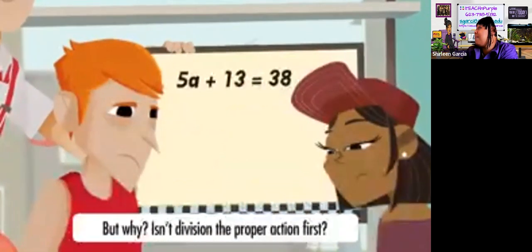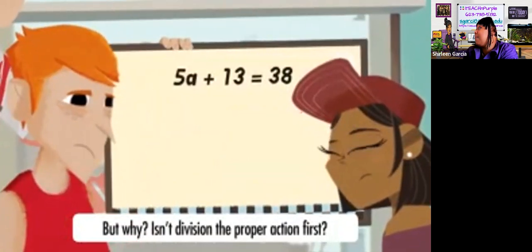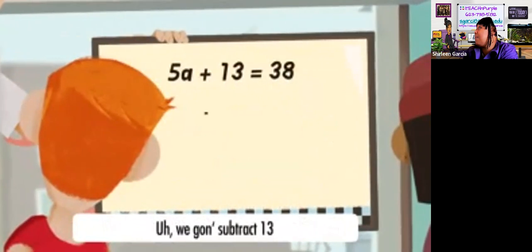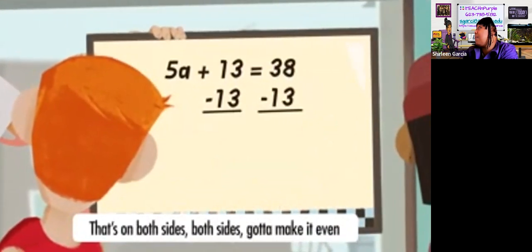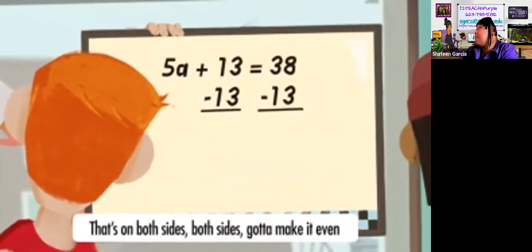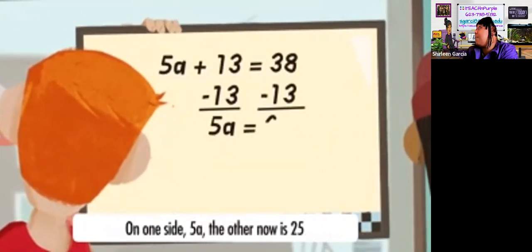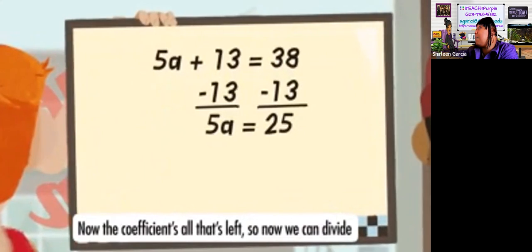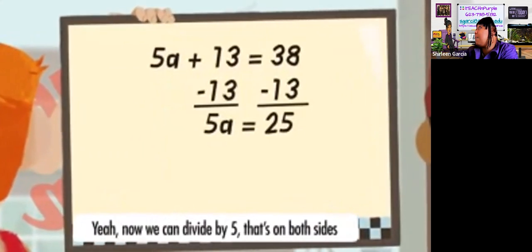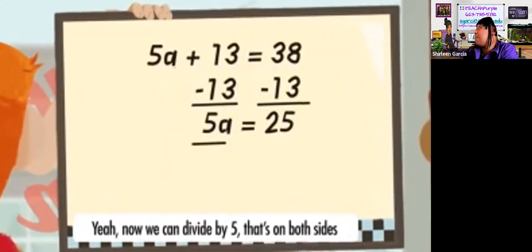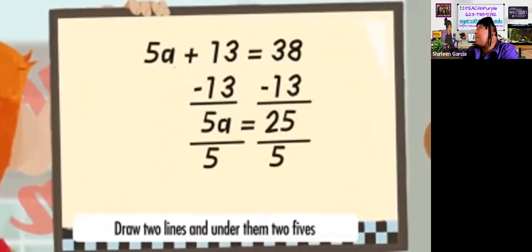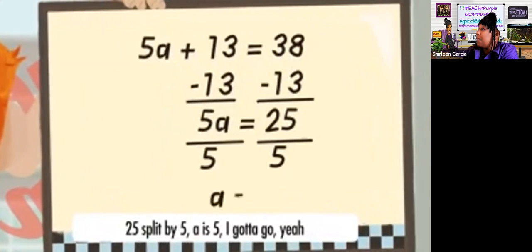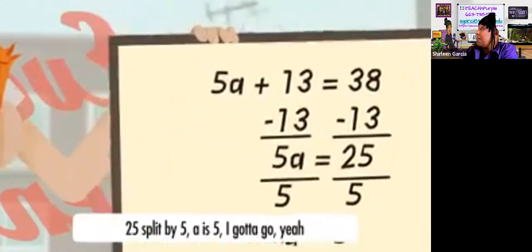But why? Isn't division the proper action first? But no, this time the order of operations is inverse. We gon' subtract 13 on both sides, both sides. Gotta make it even. 5a on one side, the other now is 25. Now the coefficient is all that's left, so now we can divide. Yeah, now we can divide by 5 on both sides. Draw 2 lines and under them 2 5s. And when we do the math, it's easy: 25 split by 5, a is 5.